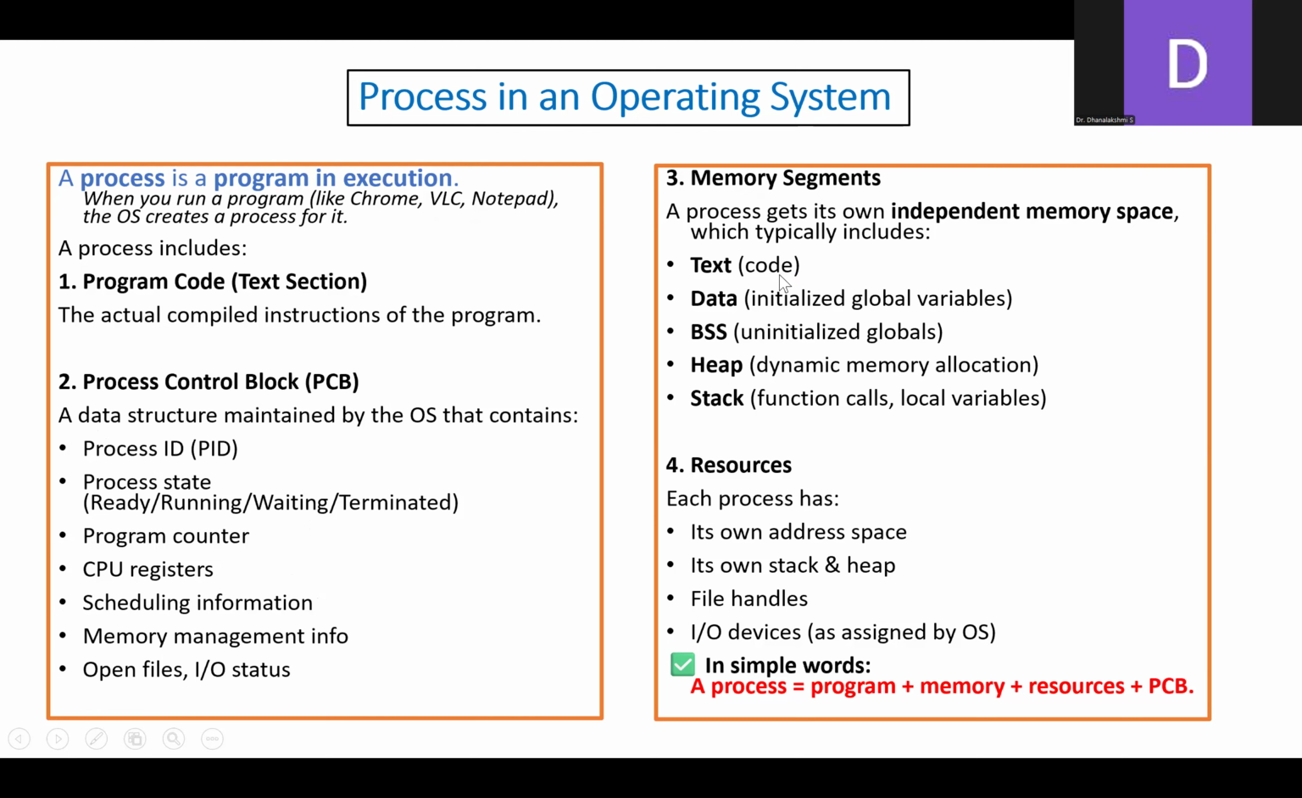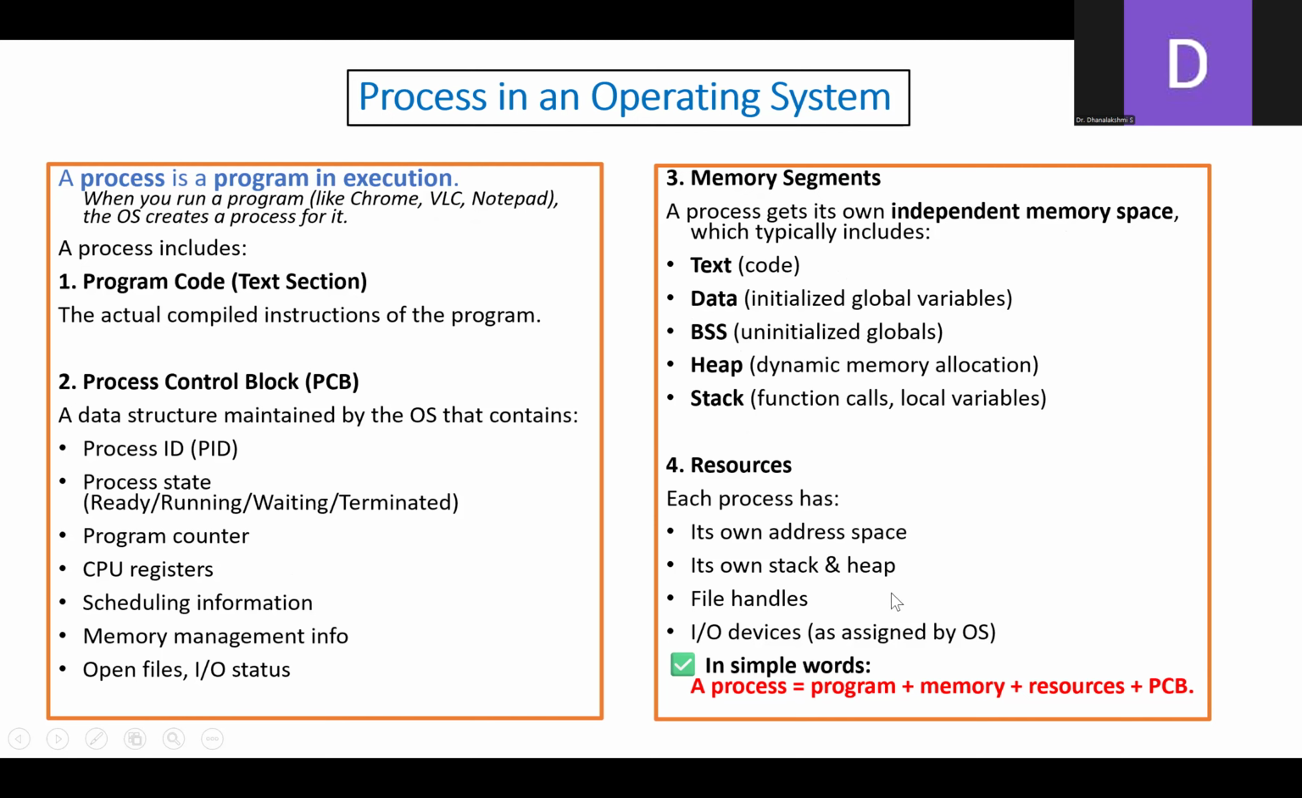And the third component in a process is memory segments. A process gets its own independent memory space, which typically includes text, data, BSS, heap, and stack. Text is nothing but the code that we write. Data is initialized global variables, and BSS takes uninitialized globals, and heap takes care of dynamic memory allocation, and finally the stack takes care of function calls and local variables.